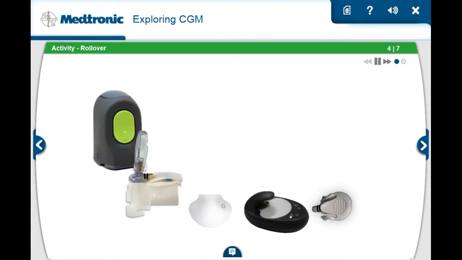You may have noticed that there are multiple parts to your CGM system. Let's take some time to get to know each of them and the specific role they play. Roll your mouse over each item to learn more about it.